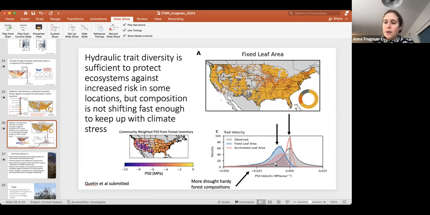So I think there are some ways to incorporate processes like you mentioned, but our models are only as good as our understanding. And so I think there's a lot of room for more process-based understanding there to figure out what the important axes are for architectural changes or other plant adaptations within a species.